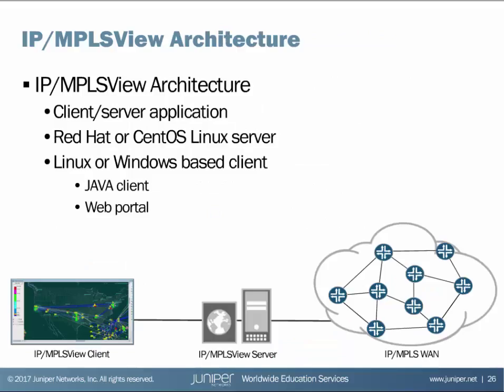So let's look at how this is done. There's an IP/MPLS view server component. It's in virtual machine format these days. You can download an IP/MPLS view virtual server from Juniper and install the software on it. There's a little process you go through there. It runs on a CentOS KVM hypervisor, and then there's a web client. Well, there's a couple of different clients: primarily a Java client and a web client. You connect to the IP/MPLS view server, and you configure it to learn information about your WAN.